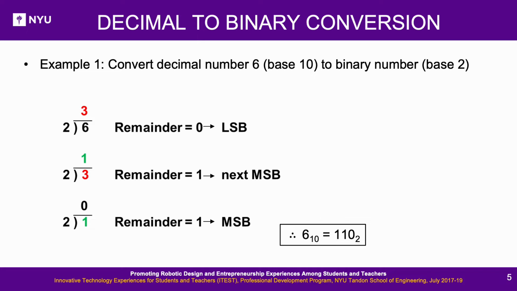The final answer obtained starts with MSB, including all the digits in between, to LSB being the last digit. So the binary equivalent of the decimal number 6 is 0, 1, 1.